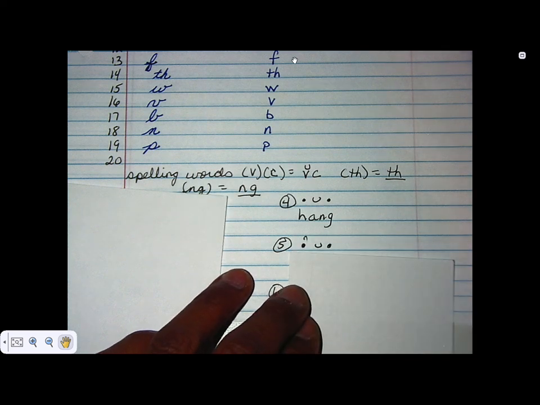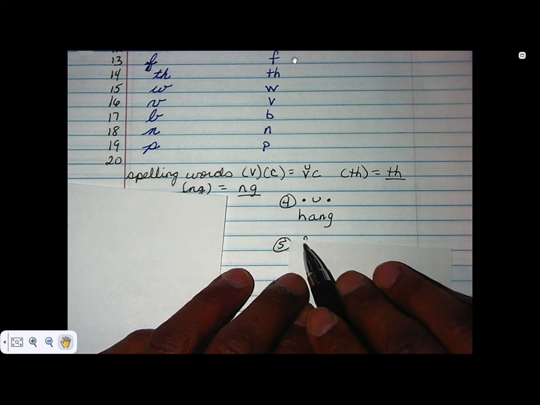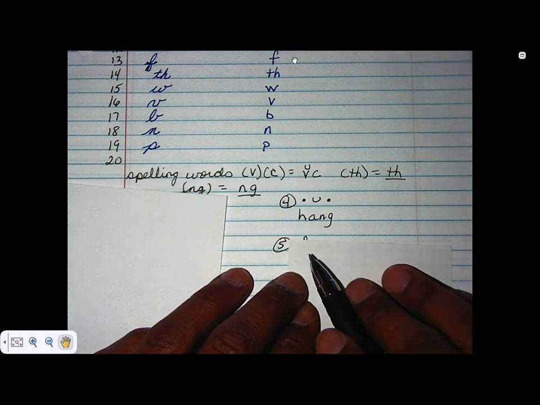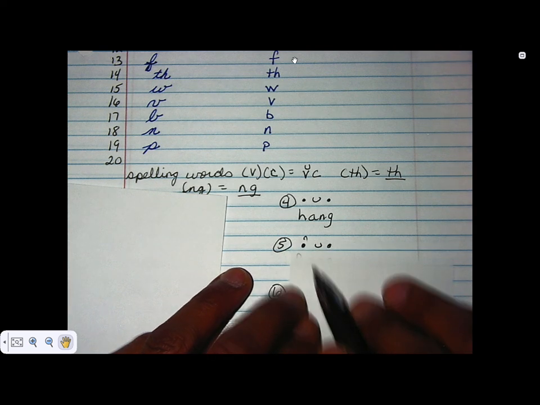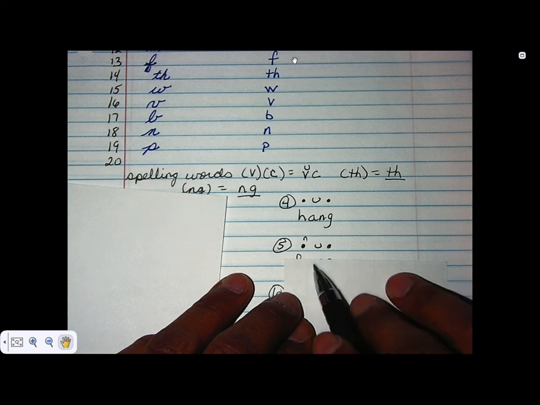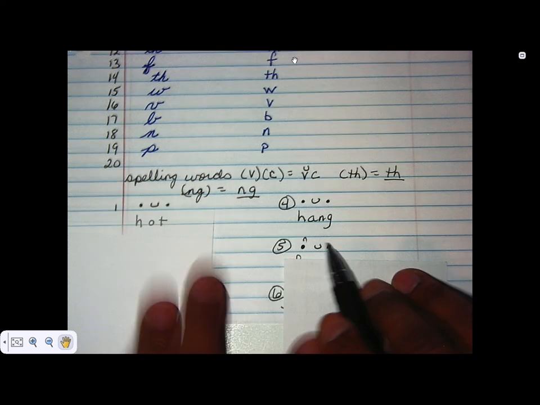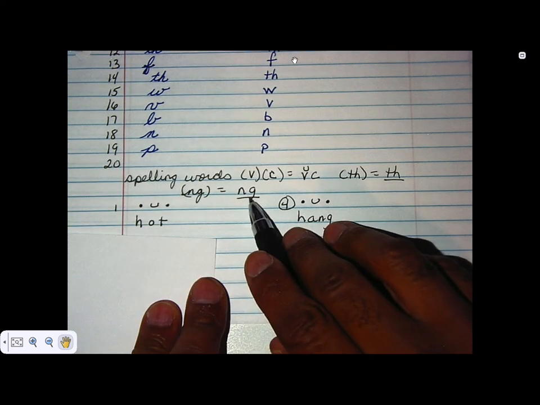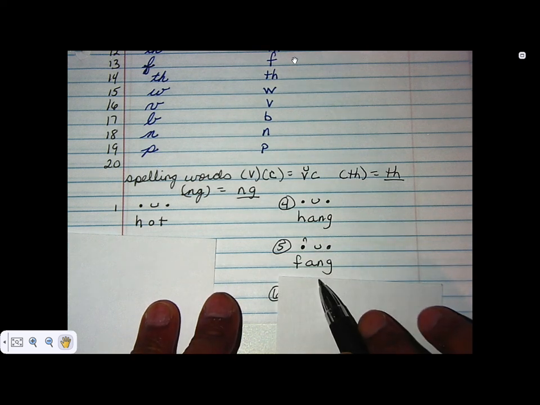Next is fang. The sounds are f, a, ng. That's 3 sounds, but you need 4 letters. F is spelled with an F. A is spelled with an A. ng is spelled with digraph NG. So that's how you spell fang.